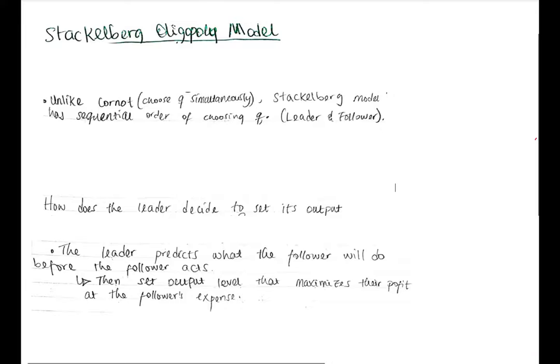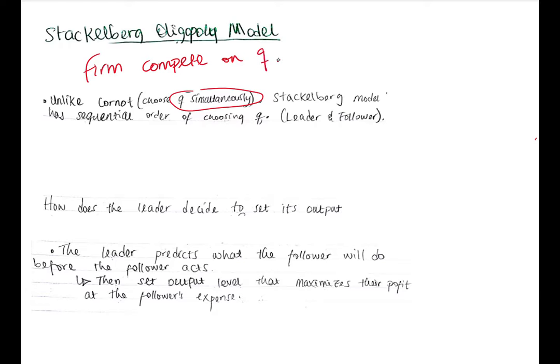All right, so in this video, we're going to talk about Stackelberg oligopoly. Stackelberg is the other oligopoly model that we're going to discuss when we're talking about choosing quantity. Like Cournot, the firms are competing on quantity, so the choice is on Q. Now, remember with Cournot, they choose Q simultaneously, at the same time. However, with Stackelberg, there is a sequential order to the choice. In other words, there's a leader and a follower.